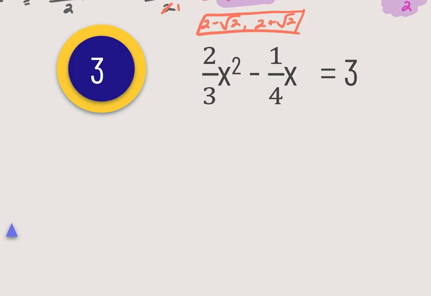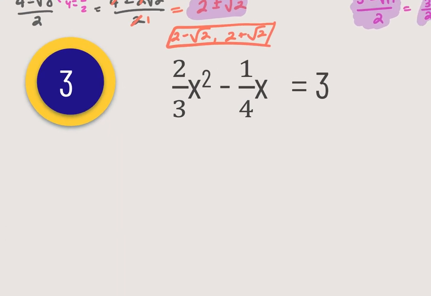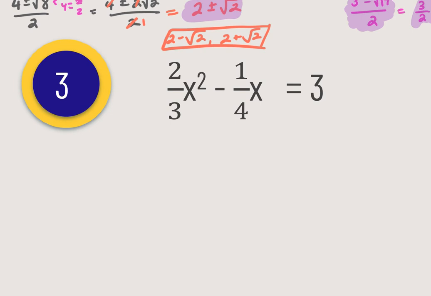There are fractions. So this is the part where you freak out, even though you're not supposed to, because what can you do with those fractions? Get rid of them by multiplying by the least common denominator. So what is the least common denominator this time? 12. Each of these are going to get a 12. So 3 goes into 12 4 times. I get 4 times 2 times x squared, so 8x squared.